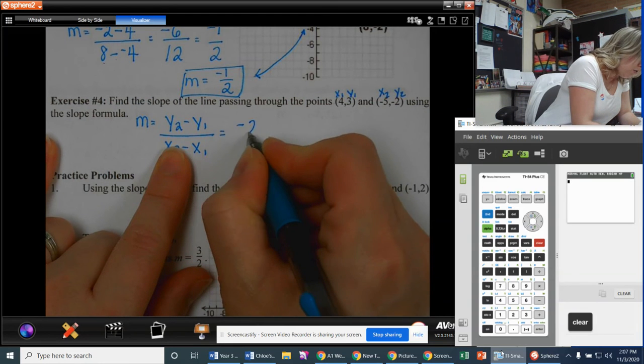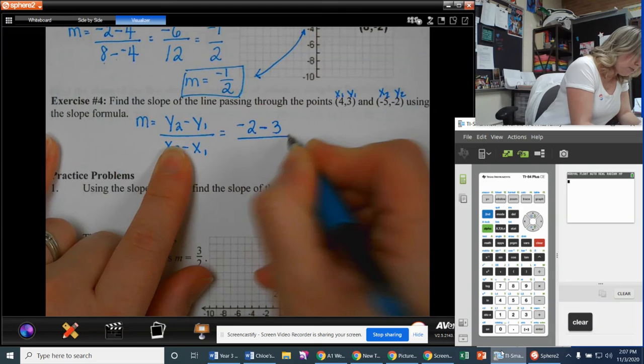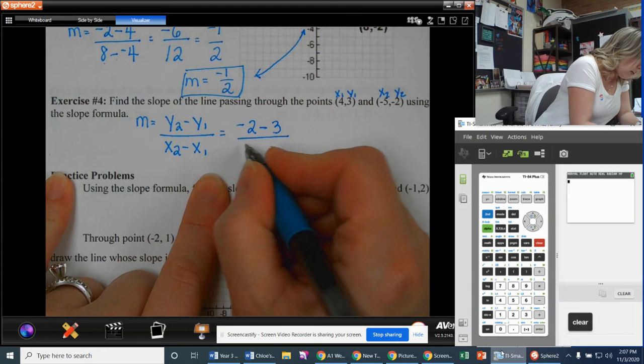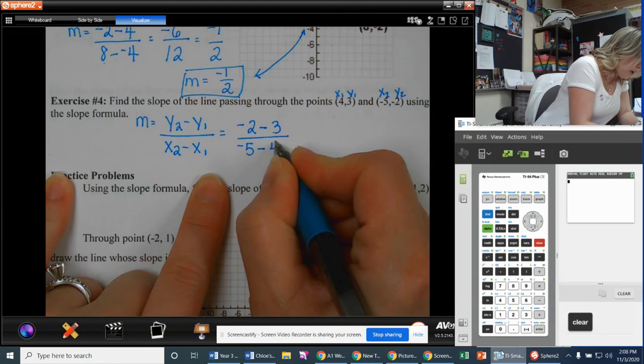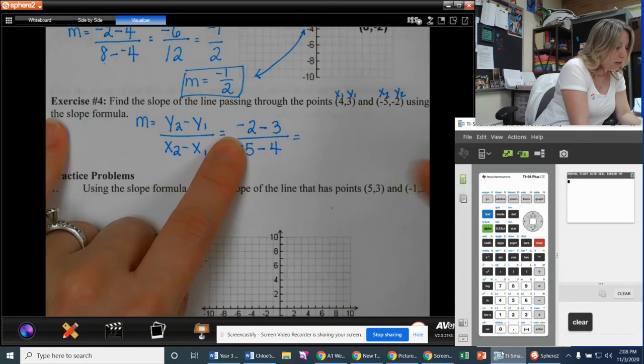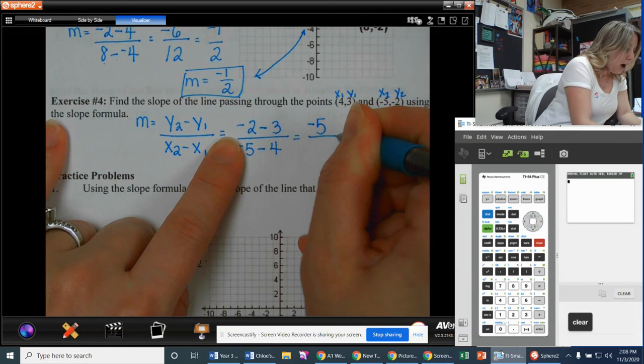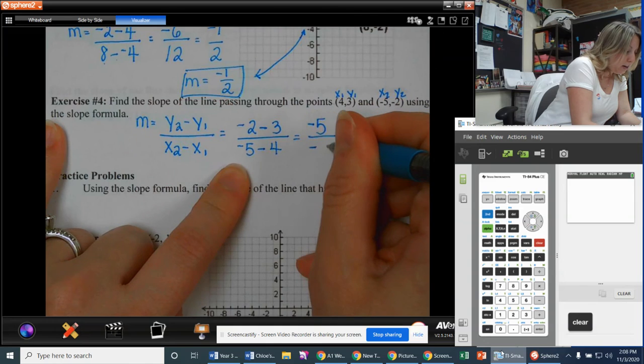y2 is negative 2, minus y1 is 3. Okay, there's my top. x2 is negative 5, minus x1 is 4. Okay, there's my bottom. On the top, negative 2 minus 3 is negative 5. On the bottom, negative 5 minus 4 is negative 9.